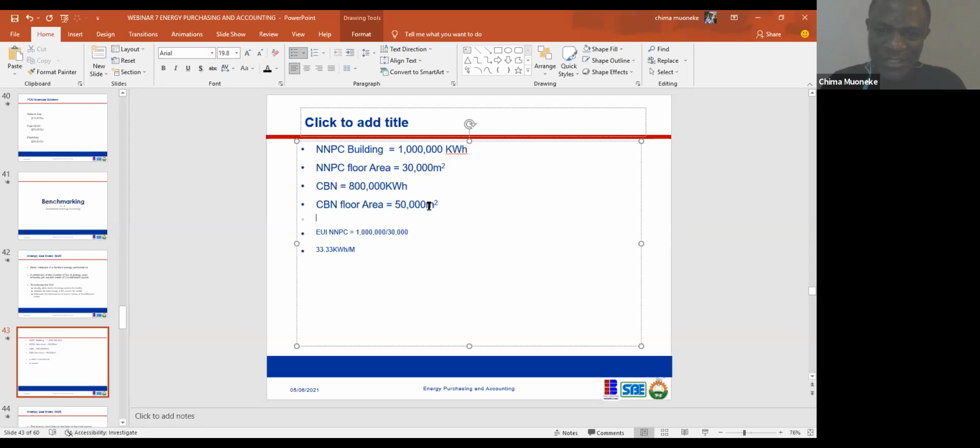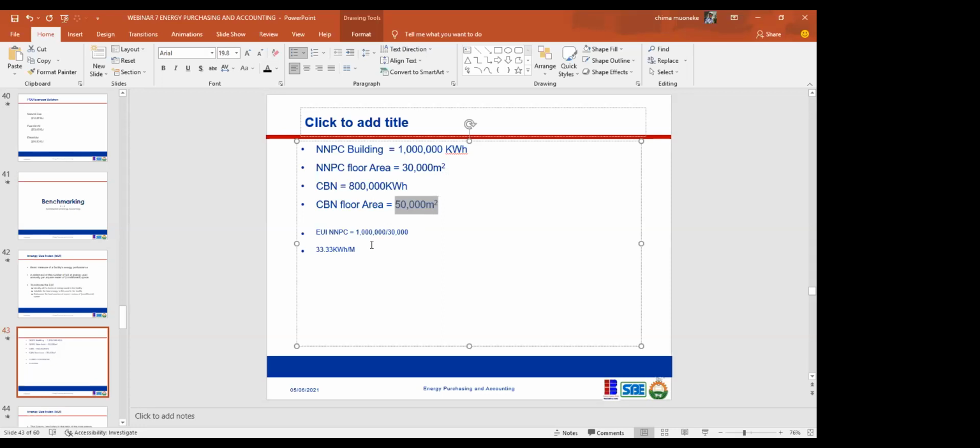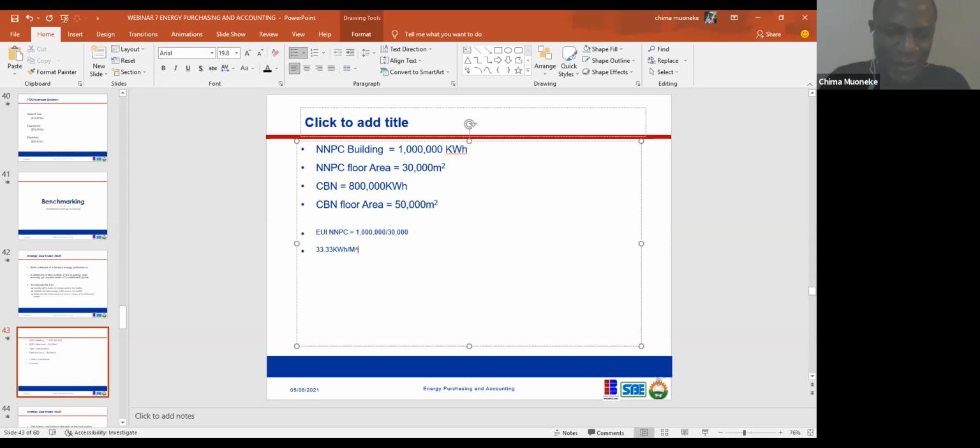I hope you understand. So for the NNPC, the energy use index is 33.33 kilowatt hour per square meter, right? What I want to demonstrate here is how we calculate energy use index.